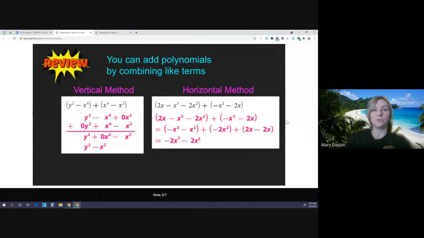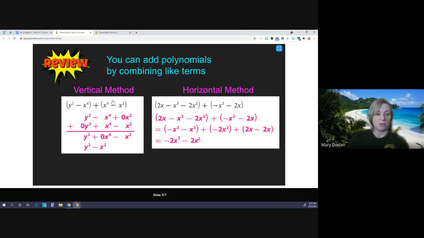So just to review, from last week, we learned how to add polynomials. And we did that by combining like terms. Like terms have the same variable, and they have the same power on the variable. So we also learned with algebra tiles, but then we learned the vertical method, okay?